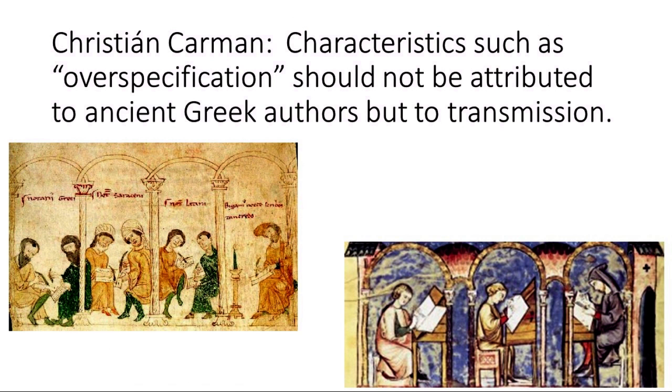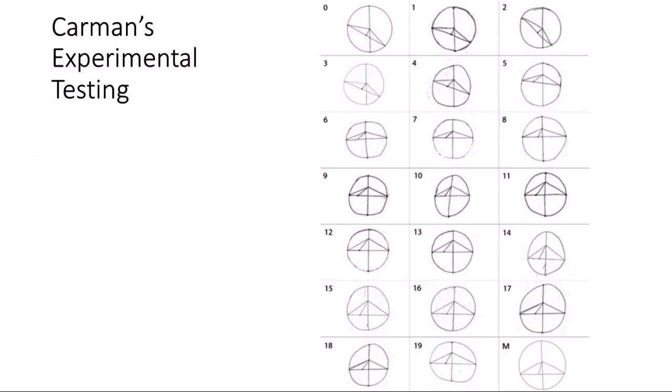Christian Karman from Argentina has recently proposed the hypothesis that such overspecification does not reflect the intent of ancient or medieval authors, but is a byproduct of the transmission process itself. He conducted a number of experimental tests to support his hypothesis.